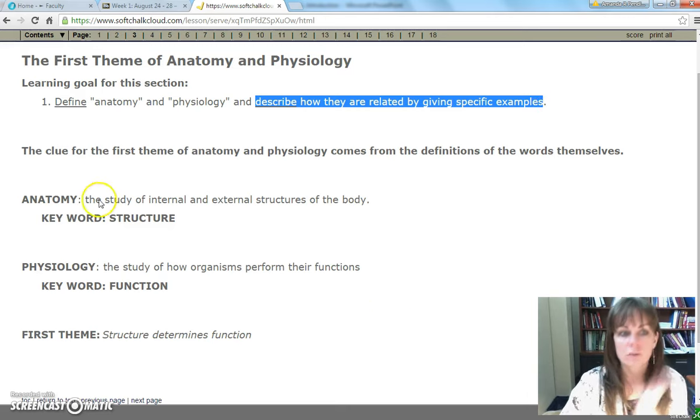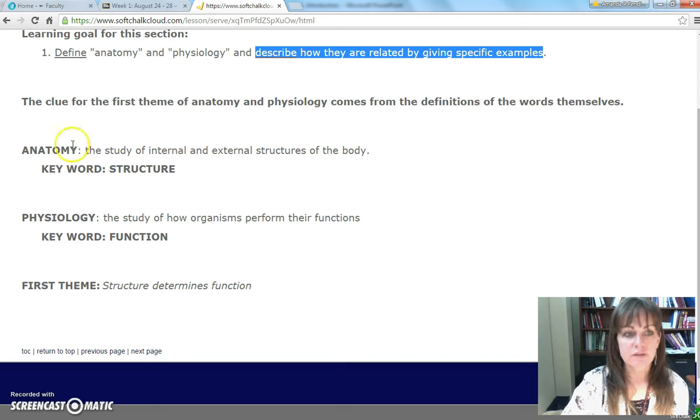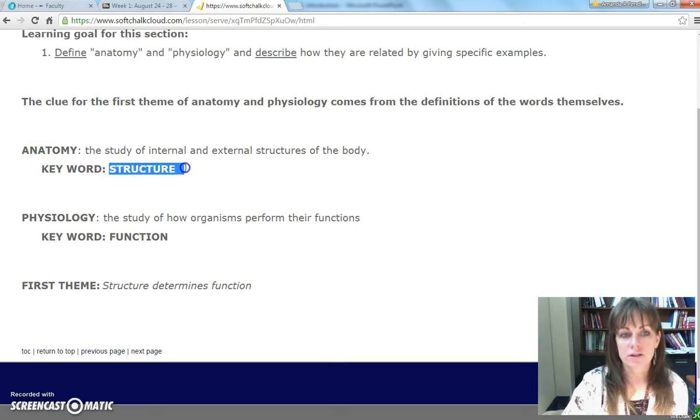So let's first look at the words themselves. First we have this word anatomy, where the key word is structure. It's the study of structures of the body, and they can be inside the body, they can be outside the body, they can be small, they can be large, they can be in the middle. So any study of a body's structure is anatomy.